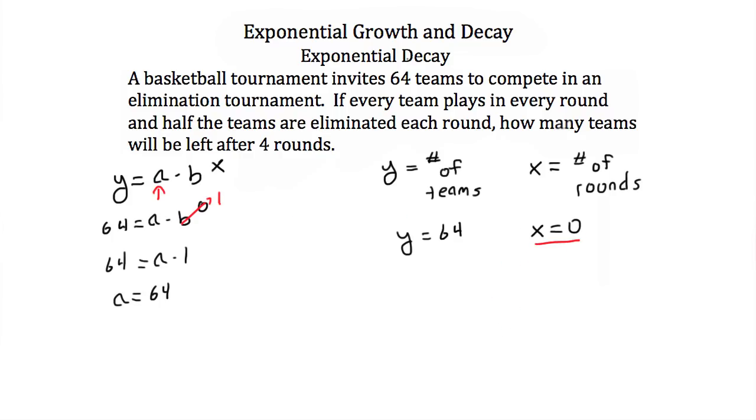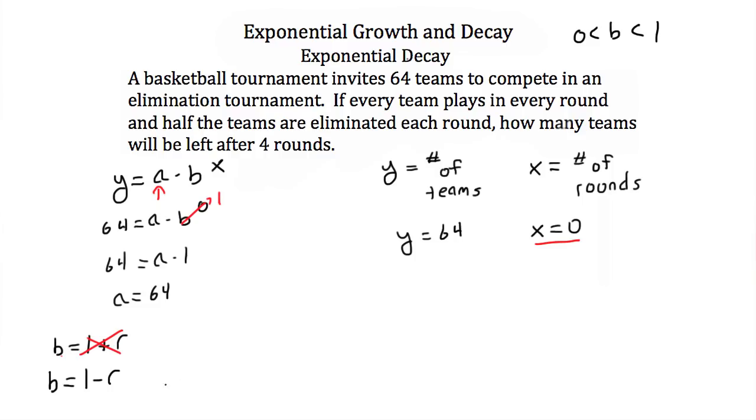Now before, our b was equal to 1 plus r. It was 1 plus our rate of increase. Except this time, when we have a decay, that means our b has to be between 0 and 1. Our b has to be some fraction. Well, when you have an exponential decay, the only difference in our b between a growth and decay is that our b is not 1 plus r. Our b is 1 minus r.